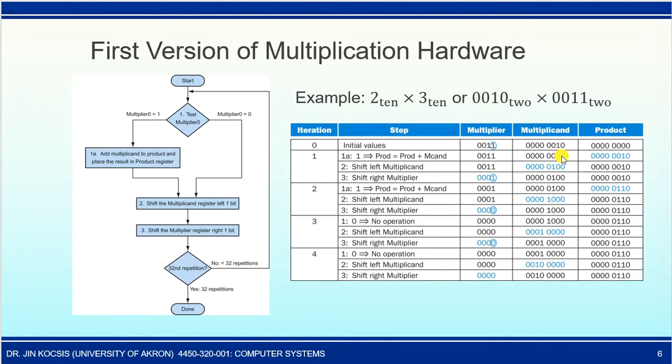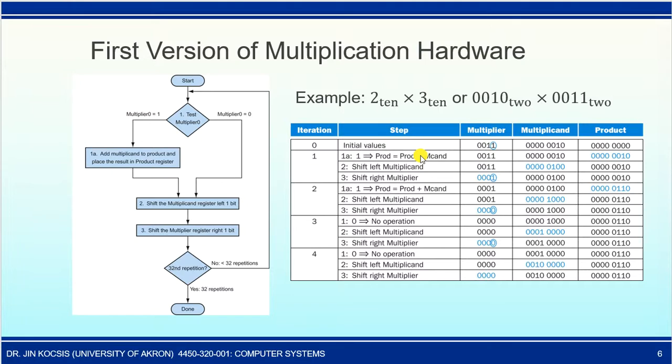And then I will put my multiplier here, just 4 bits, for the initial step. And then my multiplicand will be 8 bits. In the initial step, I will put this original value in the right half of my multiplicand register. And then the product will be initialized to all zeros. And then, based on whether the least significant bit of the multiplier is 1 or 0, I decide whether to implement addition or not.